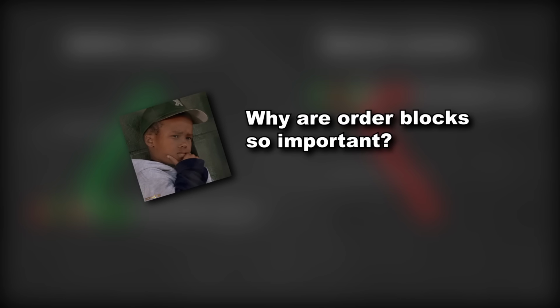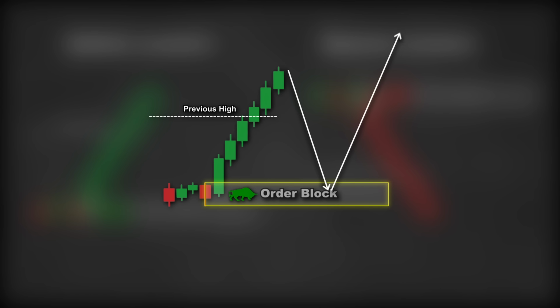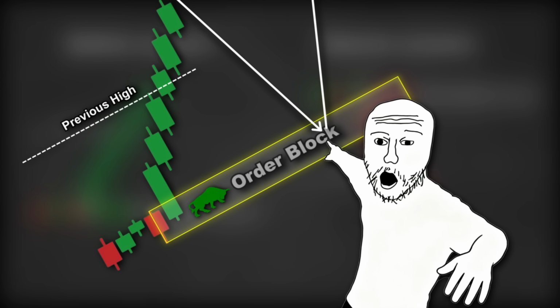You might be wondering, why are order blocks so important? Because they tell us exactly where to enter. Every trend has pullbacks. The question is, where will the pullback get rejected and the trend resume? That's your order block. It's the zone where price is most likely to react and continue in the direction of the trend. That's where we enter.